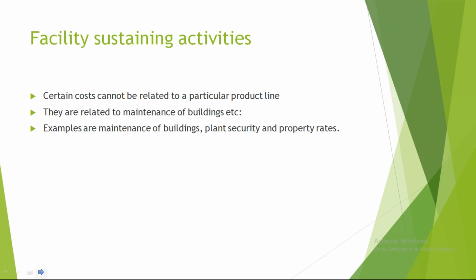The fourth one is what we call facility sustaining. It has nothing to do with the product line or the service we are providing, but simply there are overheads we need to incur irrespective of the number of units, batches or even products. Things like building maintenance, property, plant, security, rates, maintenance: those are activities we have to do in order to sustain the facility. You get about 3 to 4 questions on this area in your 60-mark paper.